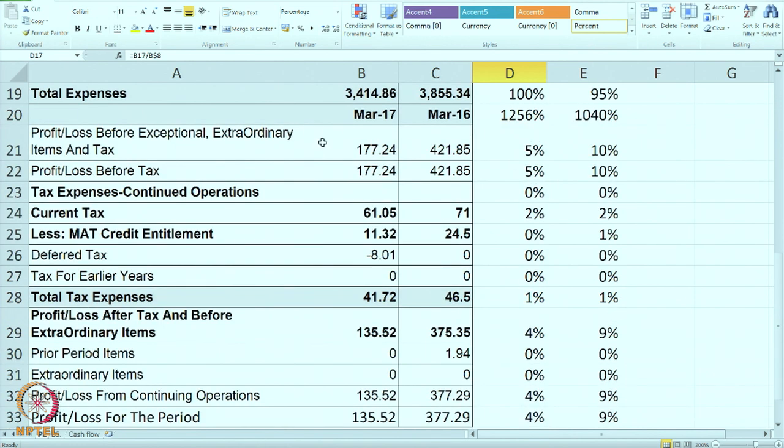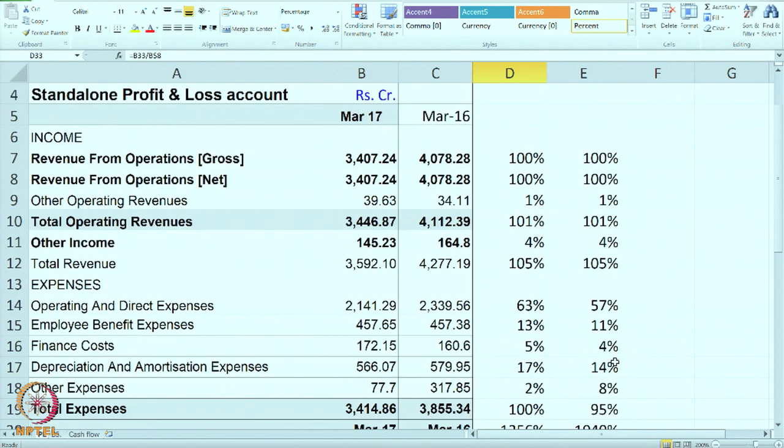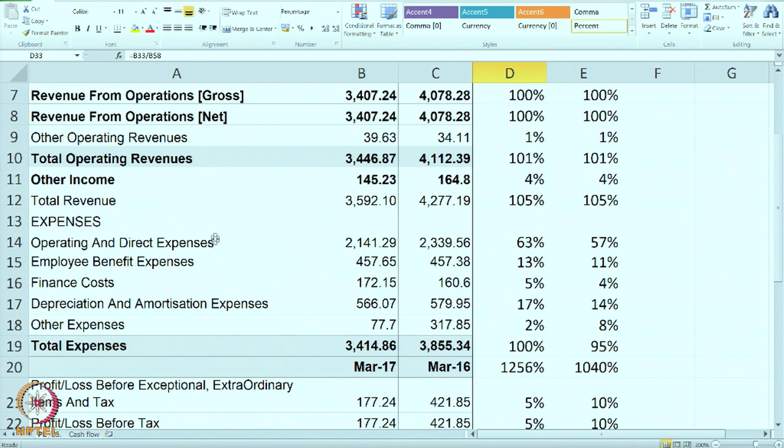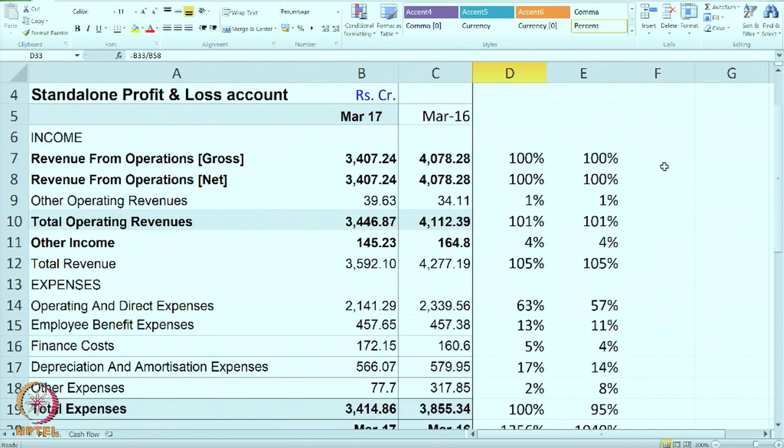Profit, if you want to see, profit before tax has gone down from 10% to 5%. Profit after tax has gone down from 9% to 4%. In a way, we are now calculating a variety of ratios. You have seen profitability ratios, which were profit upon sales. You can also calculate various expense ratios, like operating expenses to sales, to know the operating expense percent or employee benefit expense percent. So all figures are now represented as a percentage, and then we are able to compare them across the years.